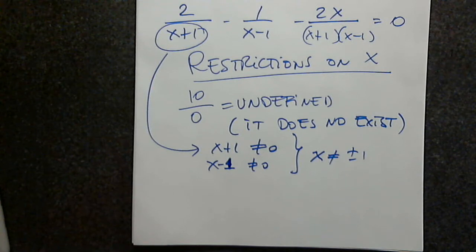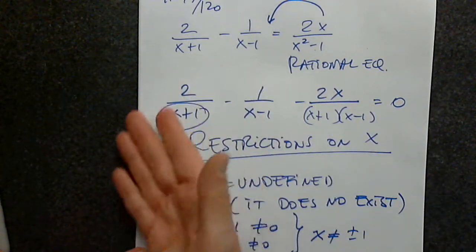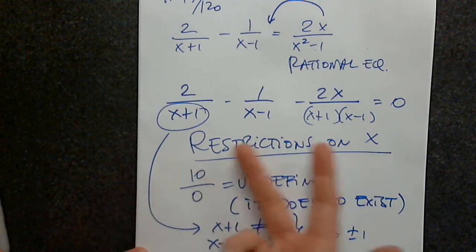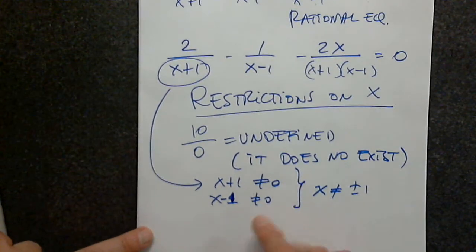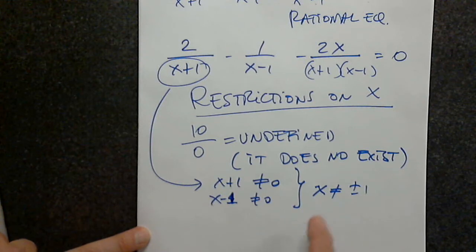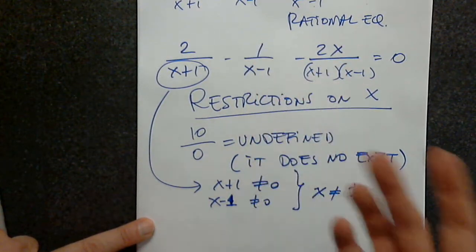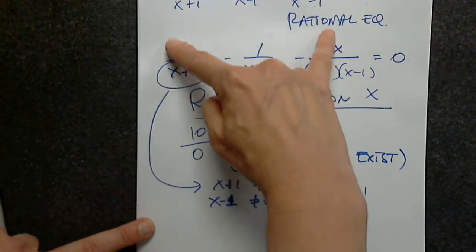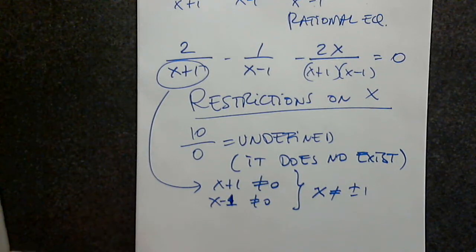Agreed? If x is either 1 or negative 1, what will happen here? Either 1 or 2 of those fractions will be undefined. If x is 1, these two will be undefined. If x is negative 1, these two will be undefined. Are you with me? No. What is the problem? I just don't know how you do it.